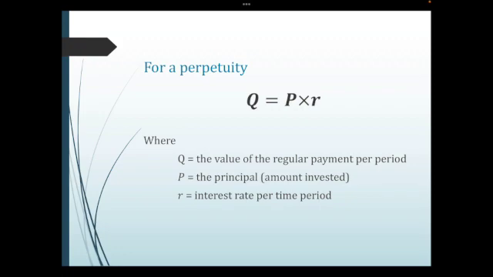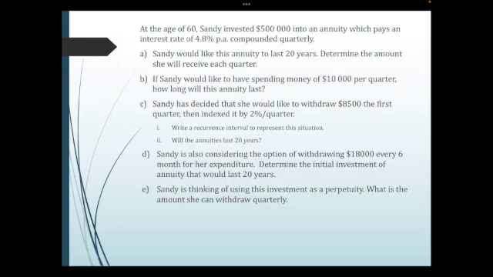Now for a perpetuity, all we want is to maintain the principal. We are not withdrawing any principal, so therefore we are only allowed to take out the interest. Let's have a look at this example.